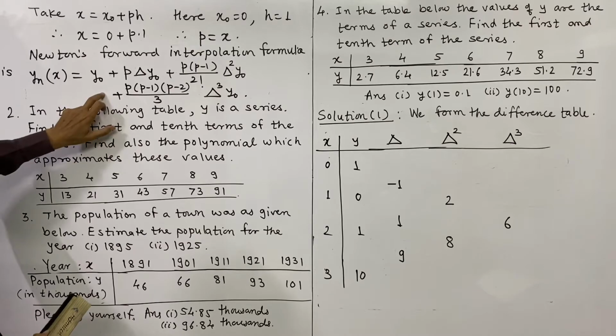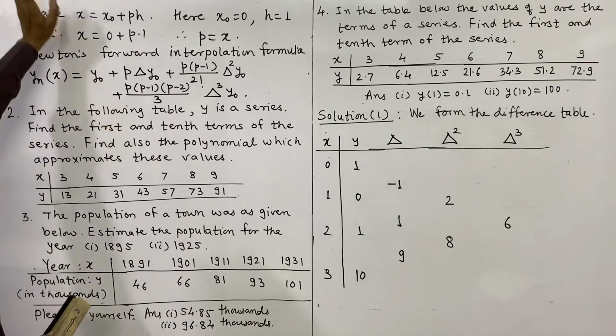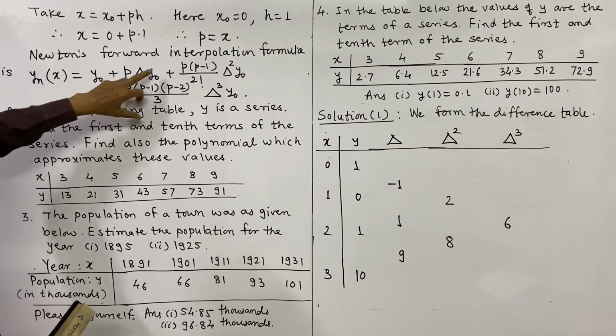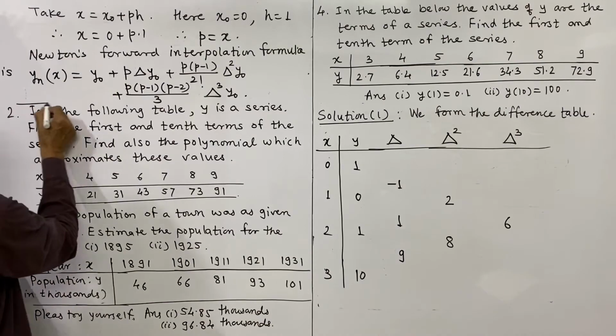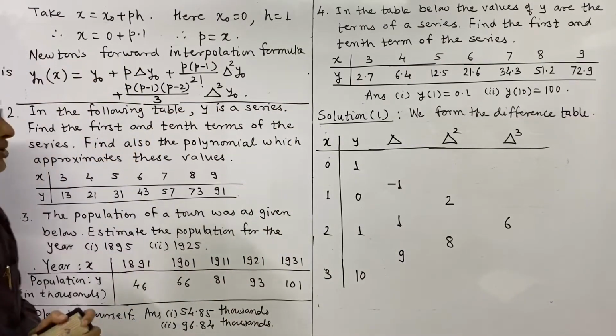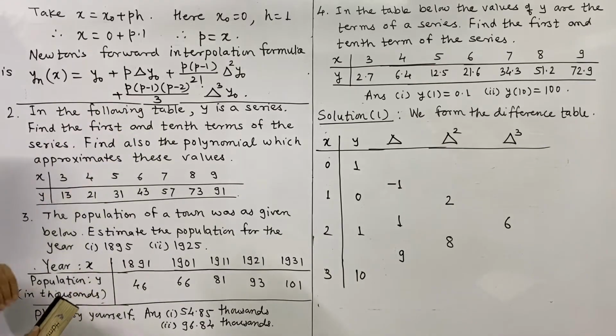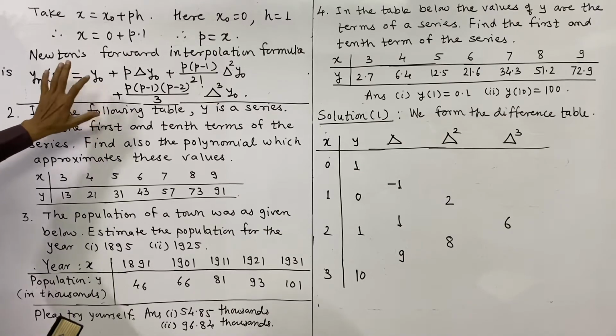This formula we have to use, and in this formula we have to put the values of p and these differences. I have written here, the space is limited, but you should understand this is the formula. This is then our next problem. In this formula, the formula is written, we have to put the values.